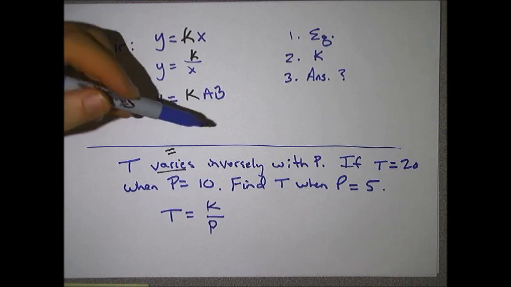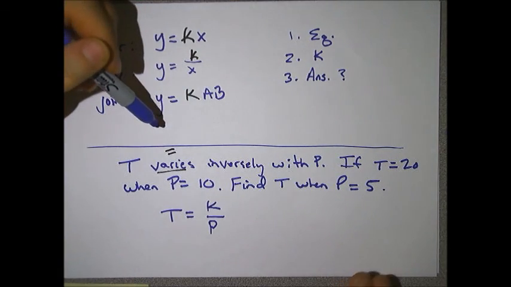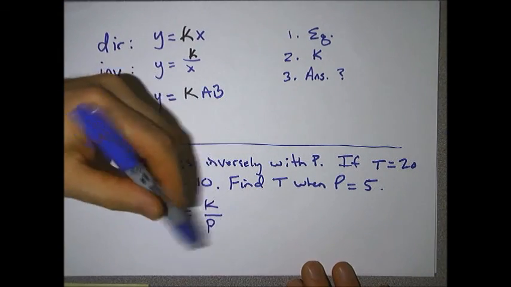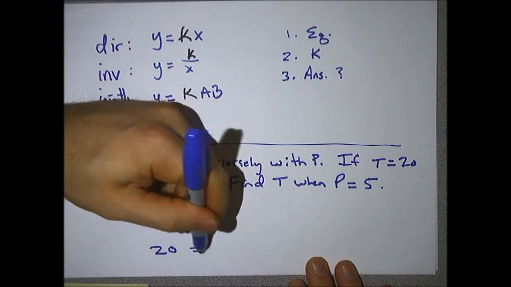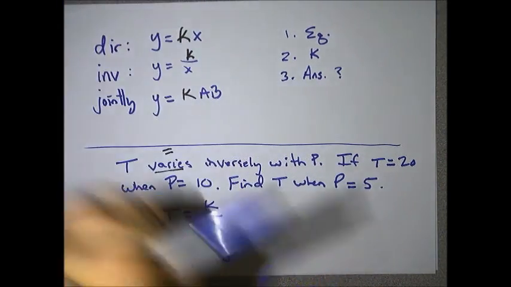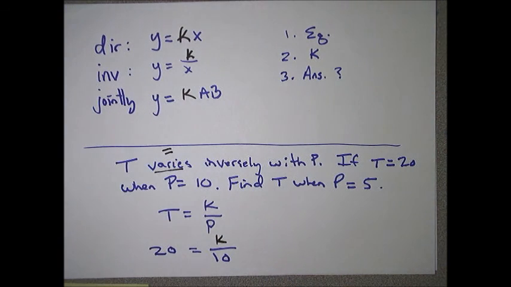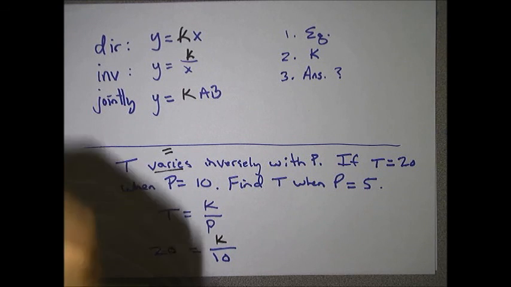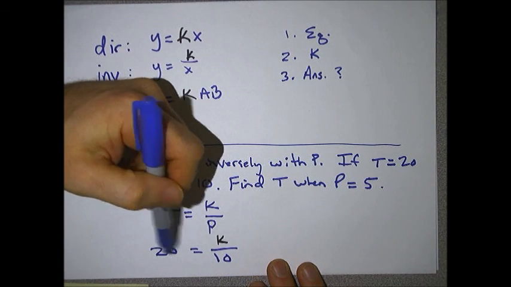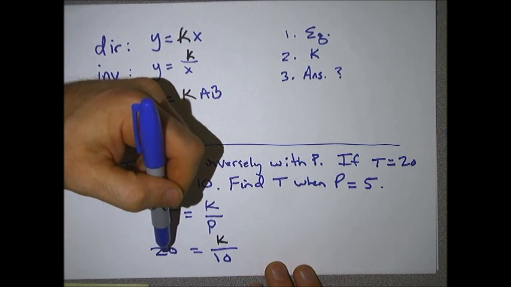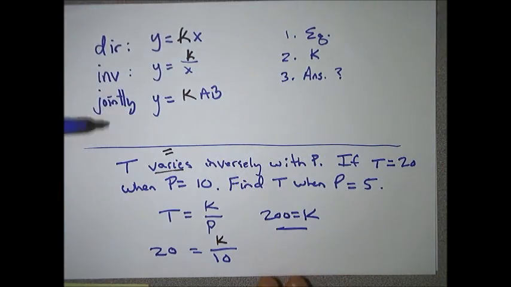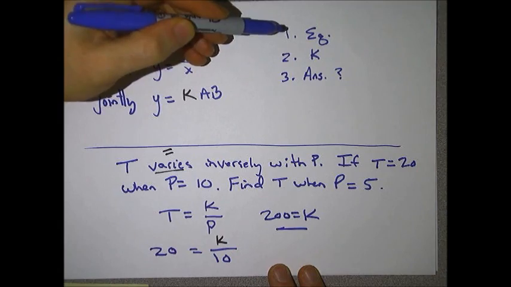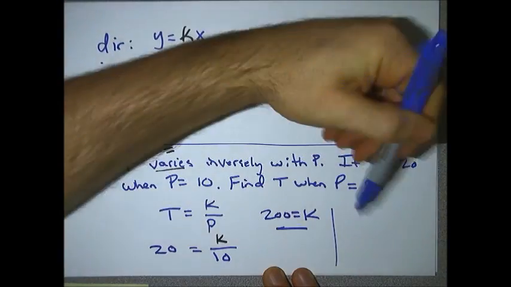So we keep reading. If t is 20 when p is 10, stop. We plug those in. If t is 20 when p is 10, and I want to solve for the letter k, I want to multiply both sides by 10. If I multiply each side by 10, this 10 is going to be gone, and over here I would have 200. So now I know that 200 is equal to k. Step 2, check. Now I want to answer the question.